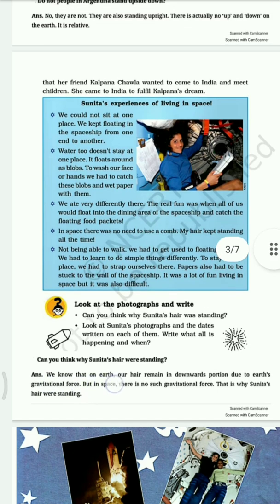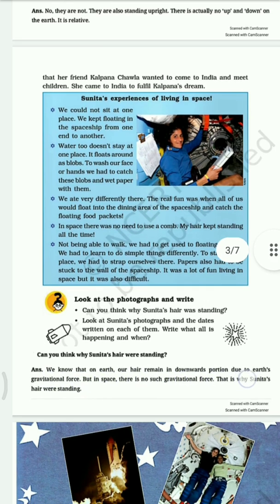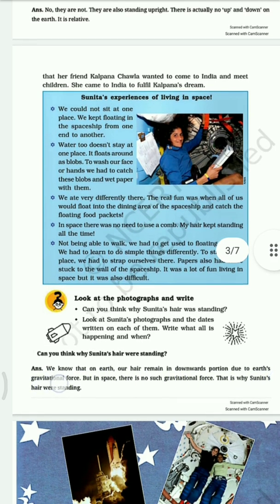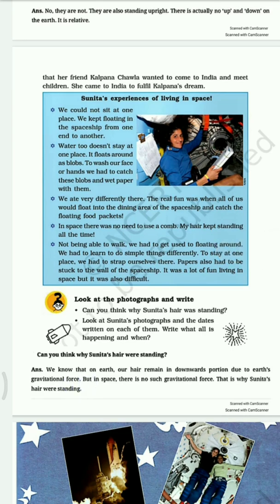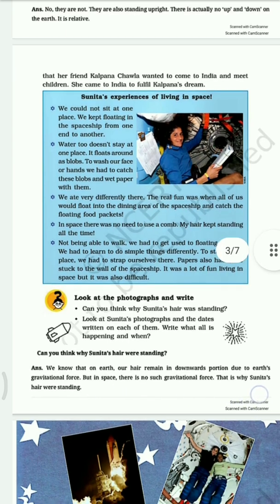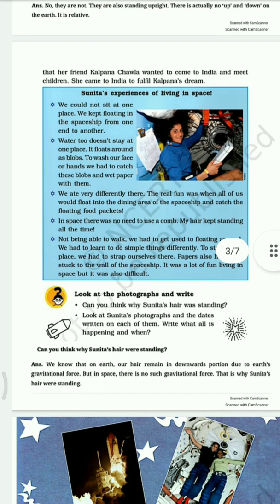We know that on Earth, our hair remains in a downward position due to Earth's gravitational force. Okay, so here our hair remains in a downward position because of gravitational force. But in space there is no such gravitational force. That is why Sunita's hair was standing. So in space there is no gravitational force.